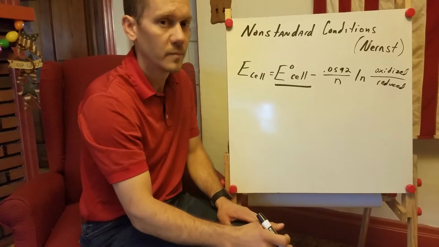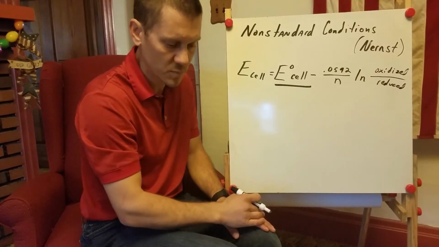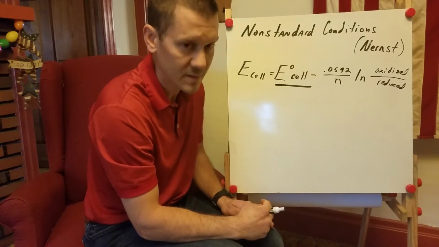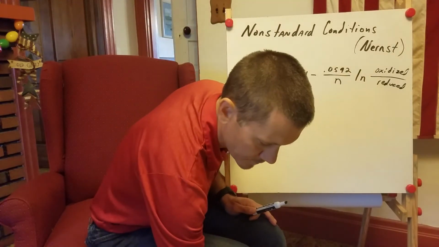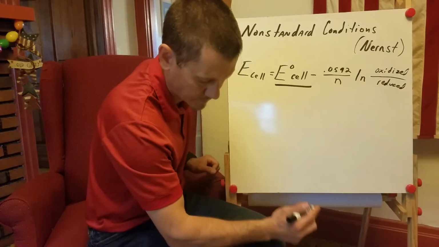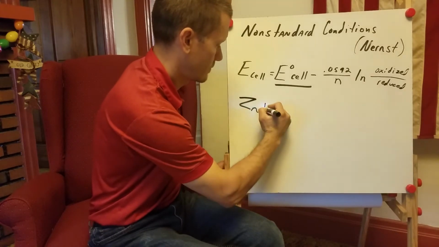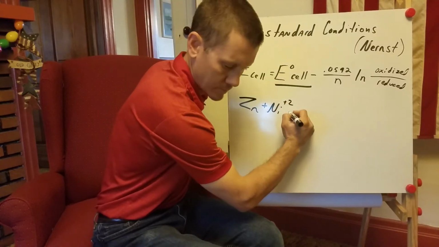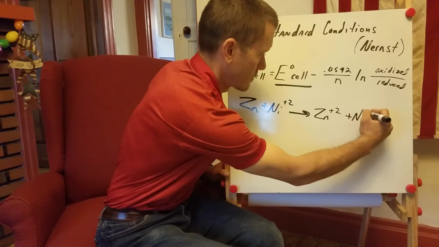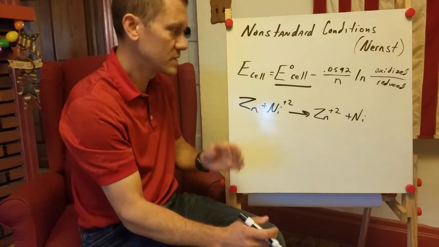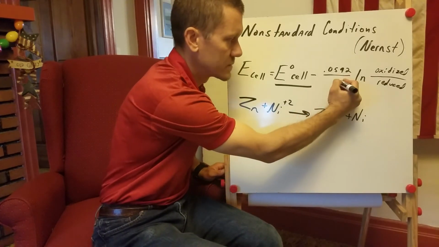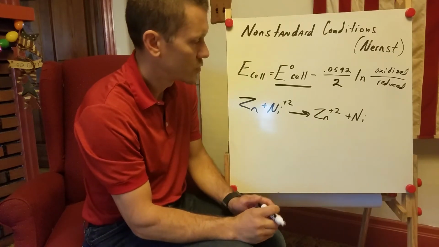Okay, so I just wanted to explain this using one of the examples from your textbook. This will be on page 935. This is example problem 19.10. In this case, they're using nickel and zinc. They're both +2 ions, so your N there becomes a 2. 2 moles of electrons being transferred.